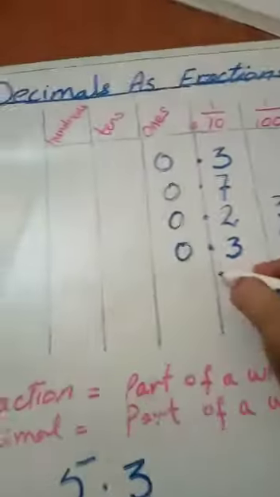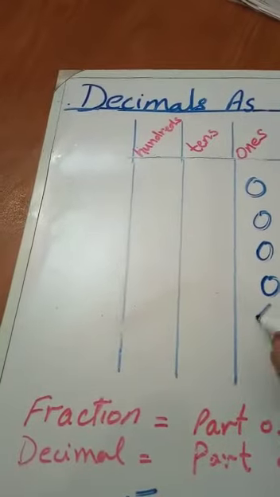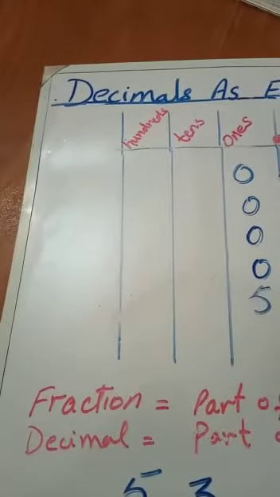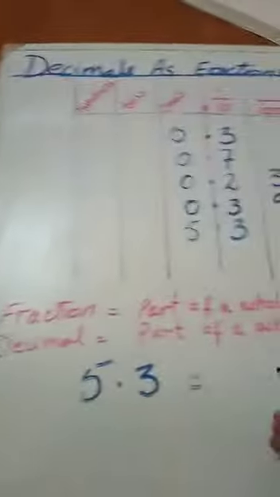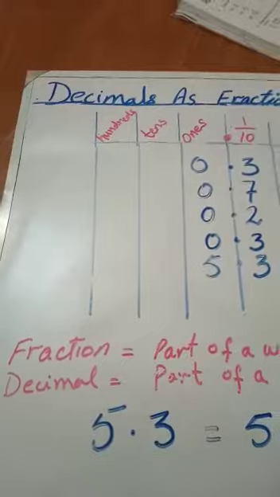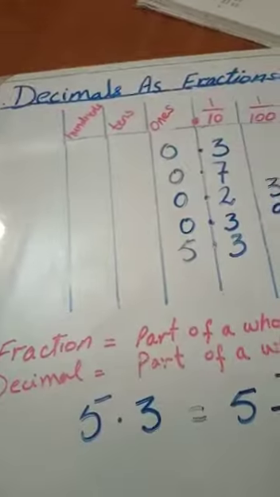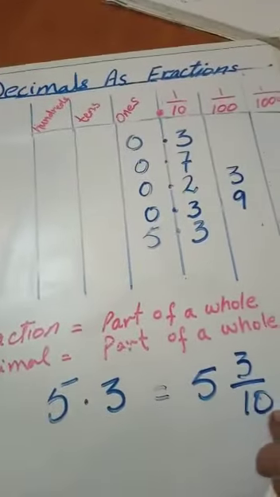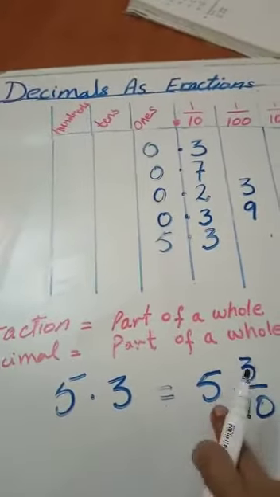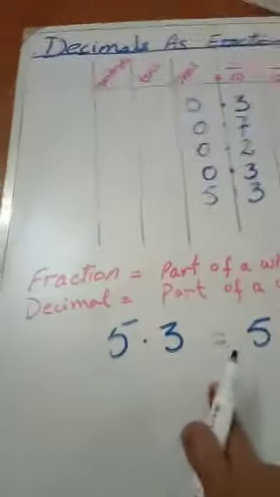So let's put it into the place value chart. It is 5 and 3. So 5.3 is equal to 5 is a whole number and 3 is a 10th place. So 3 is a numerator and 10th is a denominator. So it is 5 whole 3 over 10, or you can see 5 whole 3/10 can be written as 5.3.